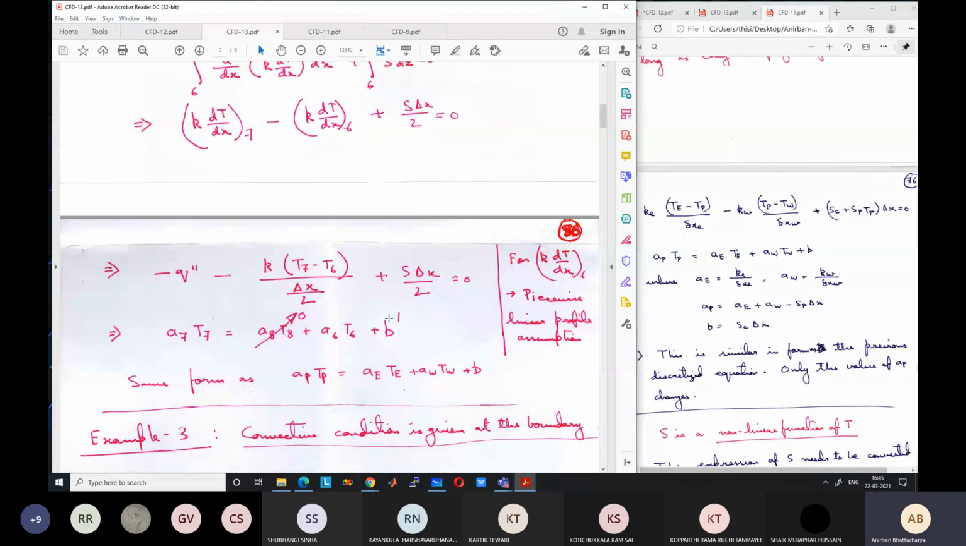And we can assume a linear profile like we had done previously. So there is no issue if we have heat flux given also.